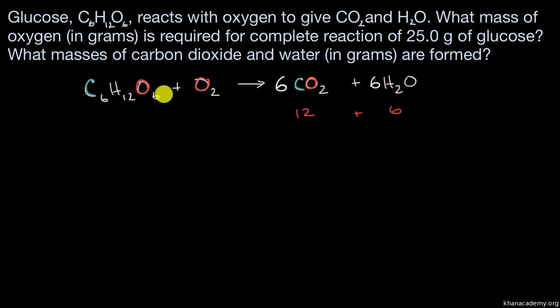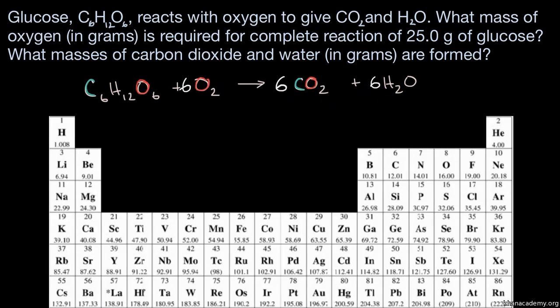So let's see. This 6, you can imagine, matches up with this 6. So if I could somehow make this into 12 oxygens, I'll be good. The best way to make this into 12 oxygens is to multiply this by 6. So let me do that. If I put a 6 right over here, I think I'm all balanced. I have 6 carbons on both sides, 12 hydrogens on both sides, and 18 oxygens on both sides. So I have a fully balanced equation here.